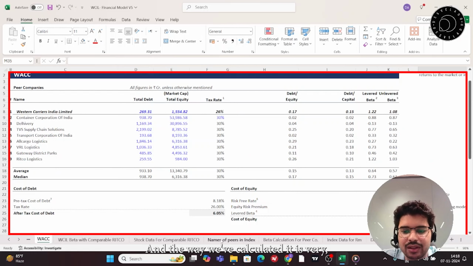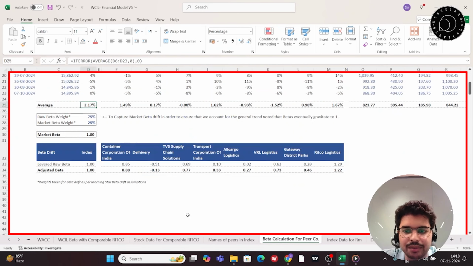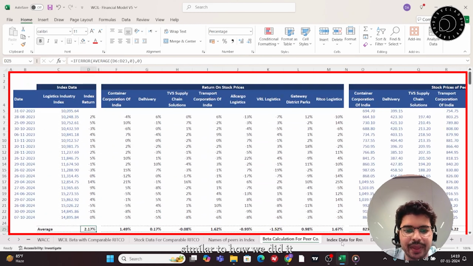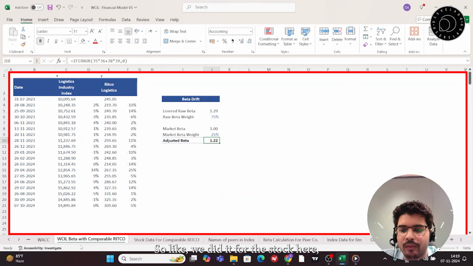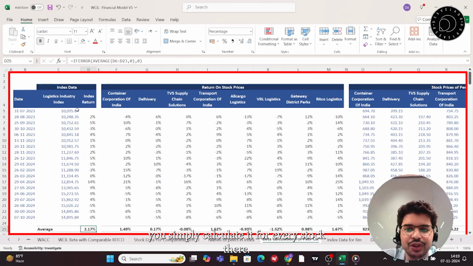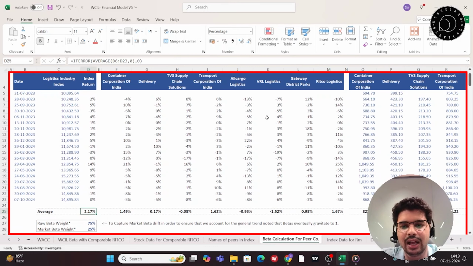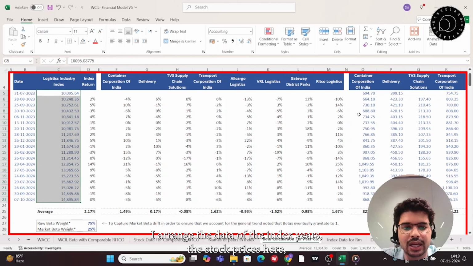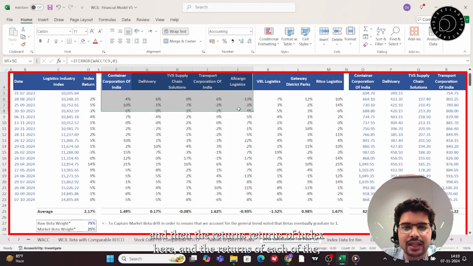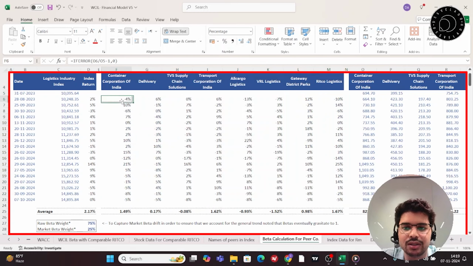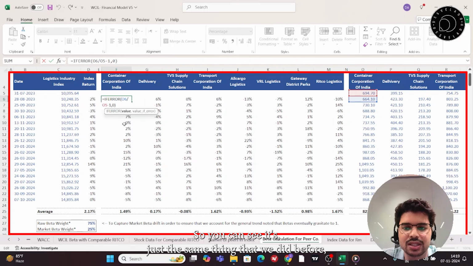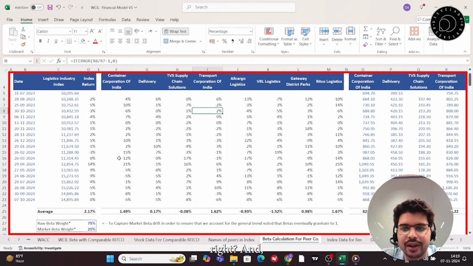So that's there. And the way we've calculated it is very similar to how we did it in the case of our own stock. Like we did it for the stock here, you simply calculate it for every stock there. It's not too difficult, so don't be overwhelmed by looking at too many numbers here. This is just the same thing. I arranged the data of the index here, the stock prices here, and then the returns of the index here, and the returns of each of the stocks here. So you can see it's just the same thing that we did before.